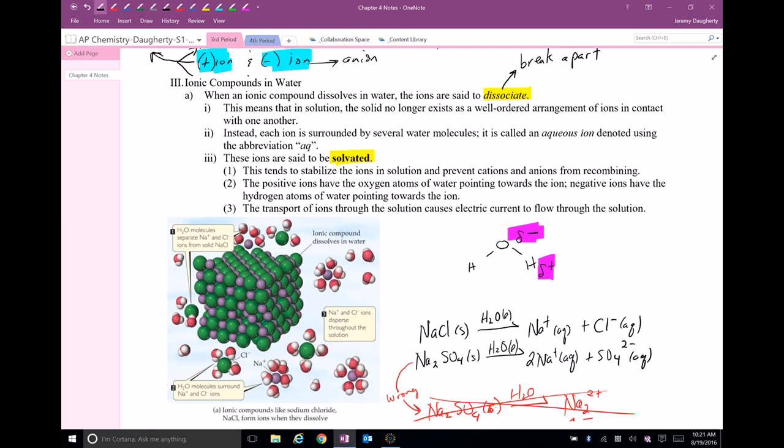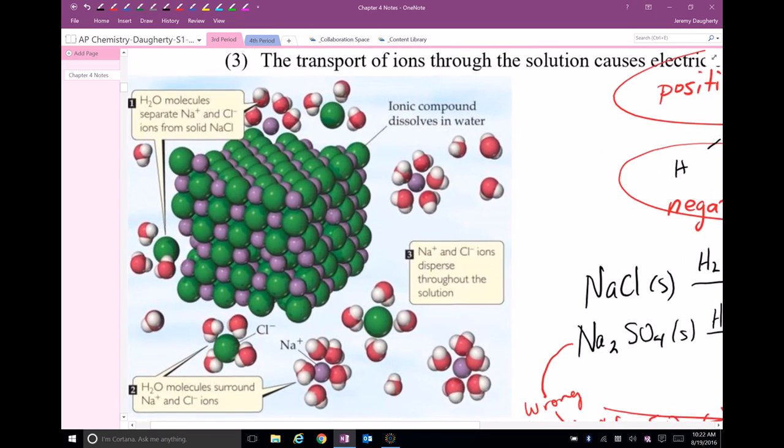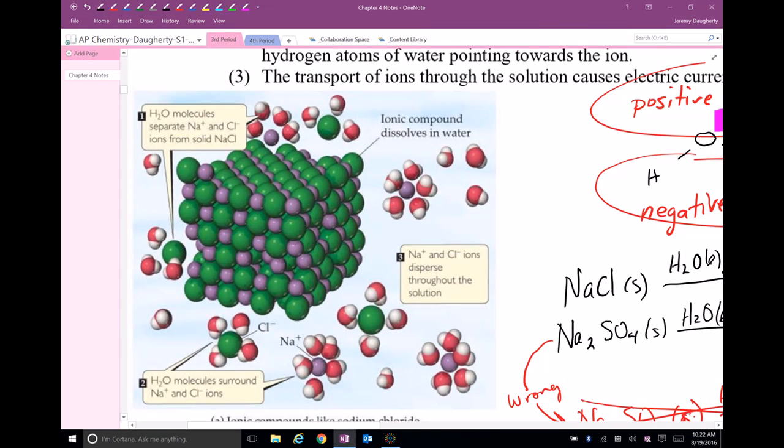So, let's use red here. A negative ion is going to be attracted to the positive portion, and a positive ion is going to be attracted to the negative portion. And let me take this picture here and zoom in a little bit. Zooming, zooming, zooming. As good as she gets.